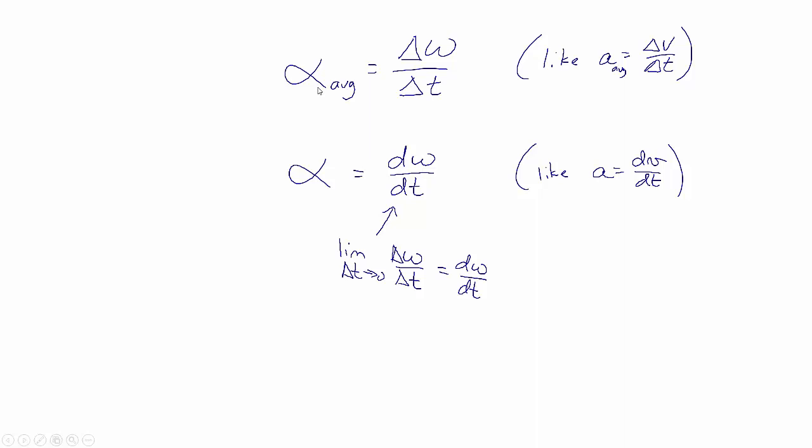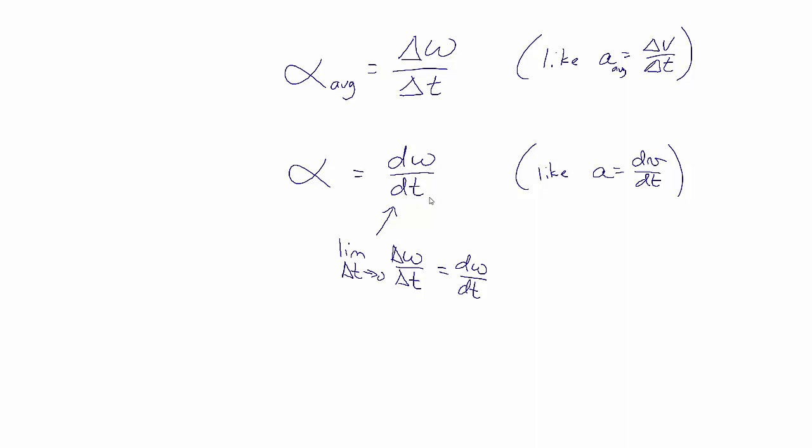To go from average acceleration to instantaneous acceleration, we took the limit as delta t went to 0. And so to go from average angular acceleration to instantaneous angular acceleration, we look at the limit as delta t goes to 0 of this average angular acceleration equation, which becomes d omega dt. The instantaneous angular acceleration is the rate of change of the angular velocity. Alpha is d omega over dt.